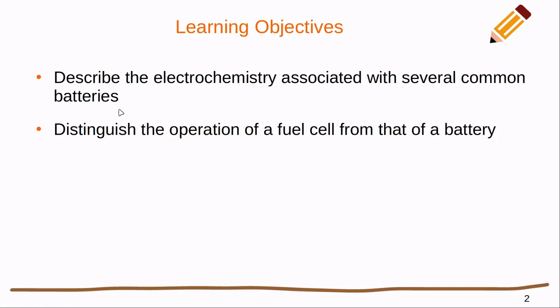And I think it's particularly useful because it helps us to make some decisions that we typically always have to make. You know, we often have to buy batteries for different kinds of applications, and it's nice to know what those choices mean when we look at them in the store. So what we're going to do is describe the electrochemistry associated with several common batteries, and then we're going to distinguish the operation of a fuel cell from that of a battery. So we'll learn what fuel cells are.